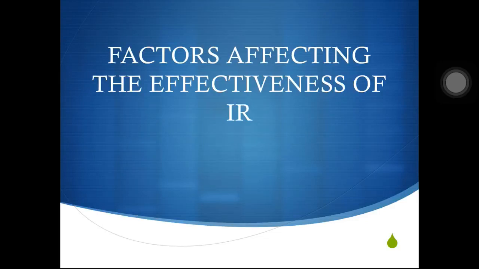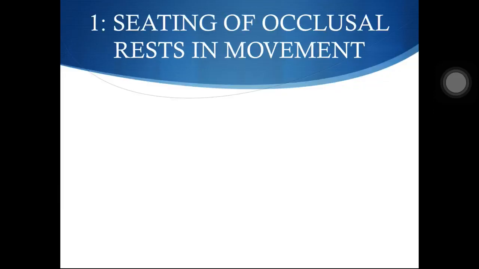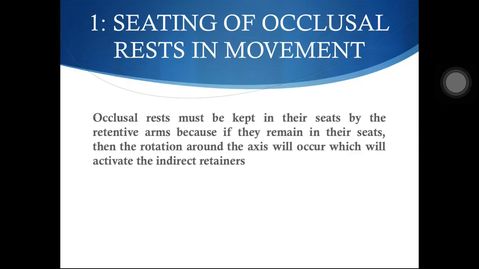Now there are certain factors that have to be kept in mind when we give indirect retainers according to their design and their location. Basically, the most important part is the location where we have to put the indirect retainers. Number one is seating of occlusal rests in movement. Occlusal rests must be kept in their seats by the retentive arm, because if they remain in their seats, then the rotation around the axis will occur, which will activate the indirect retainer.